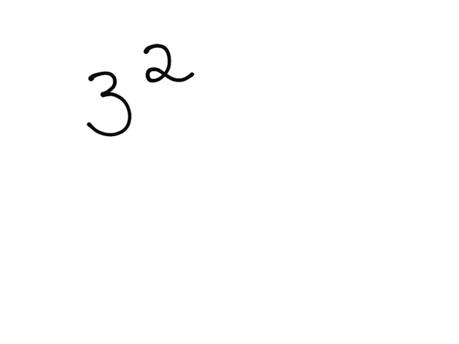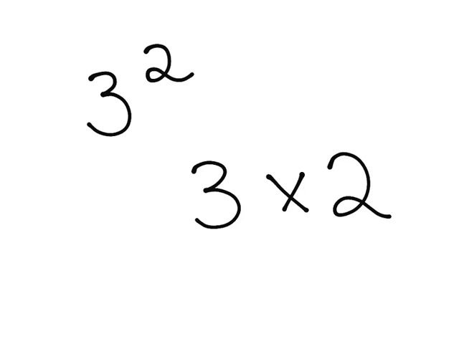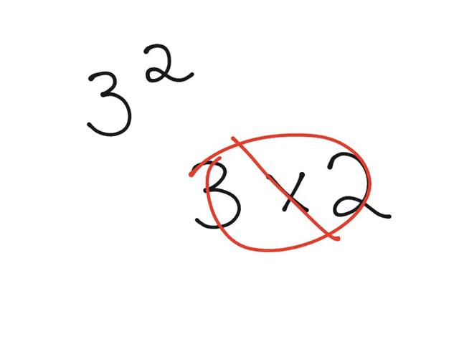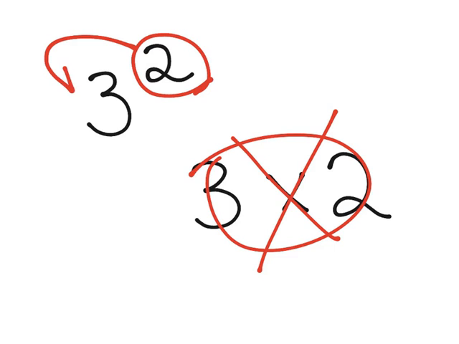I'm going to tell you what that does not mean. That does not mean 3 times 2. That is absolutely not what it means. What this means is, hold on, nope. This number is telling you how many times to multiply the base number by itself.